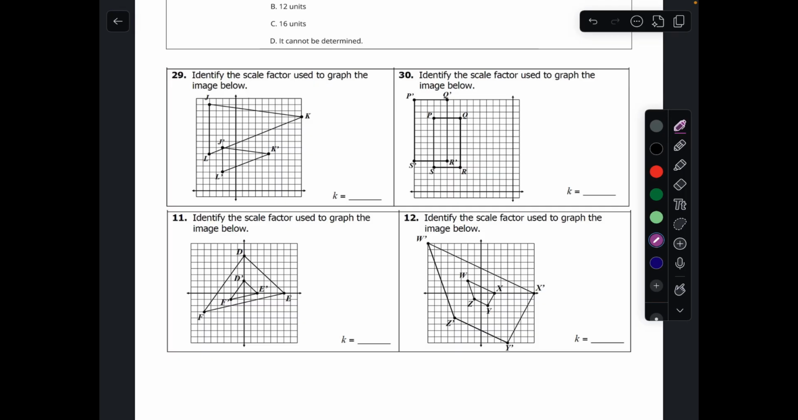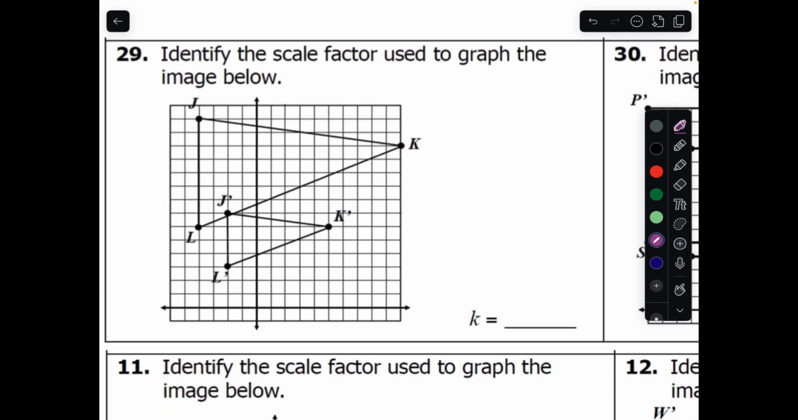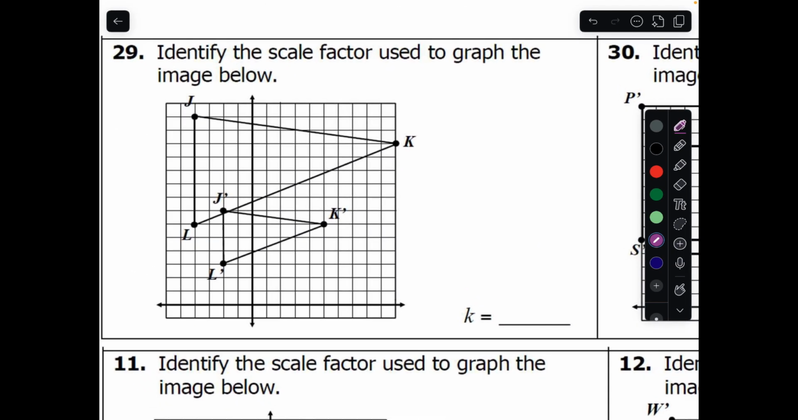For these last 4 problems, we're asked to find the scale factor given the pre-image and the image. So let's look at 29 to start. To use this, we need to know that our scale factor k is going to be the ratio of the new shape over the original shape. So here our original shape is JLK, and then our new shape is J prime, L prime, K prime. We can tell by the primes here.